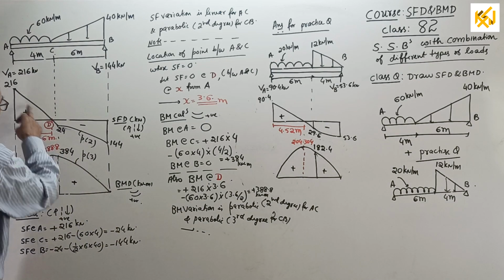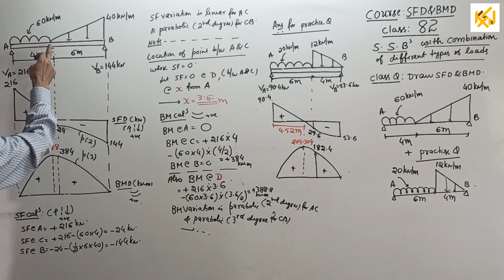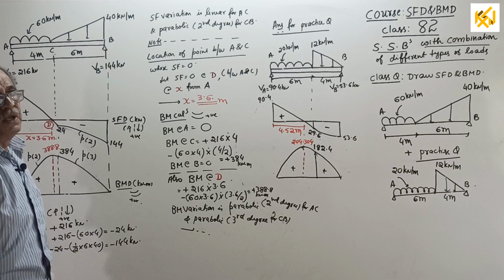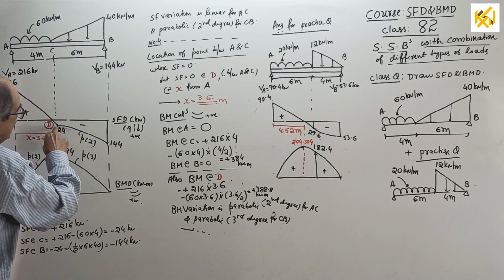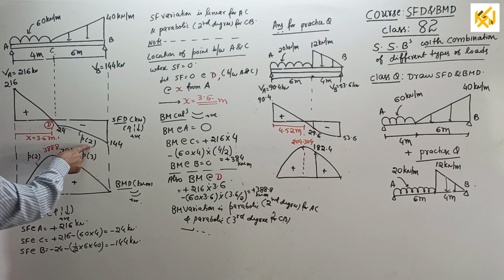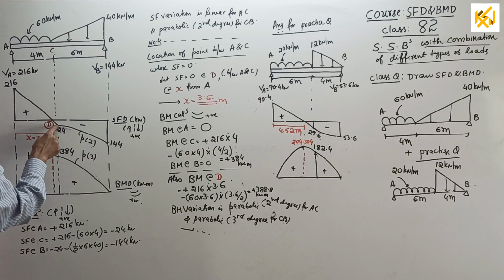Now, draw the shear force diagram. Remember now the variation of shear force. A to C is UDL, linear variation. C to B is UVL, parabolic of second degree. So this is a linear variation, and this is a parabola of second degree. Written here, P2 means parabola of second degree. And very important, here the intensity is 0, so there is 0 slope here.